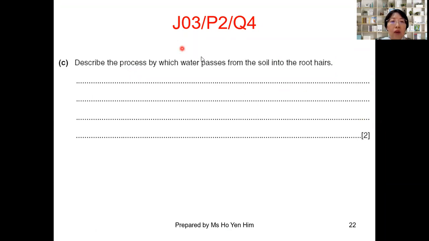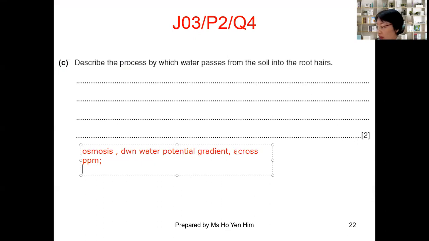So C, describe the process by which water passes from the soil into the root hairs. So who wants to try? Chu Jiaying? By osmosis down the water potential gradient. Okay, by osmosis, down water potential gradient. When do you use the word osmosis? When it's a partially permeable membrane. So across the partially permeable membrane. Can I say diffusion or not? No. Cannot.